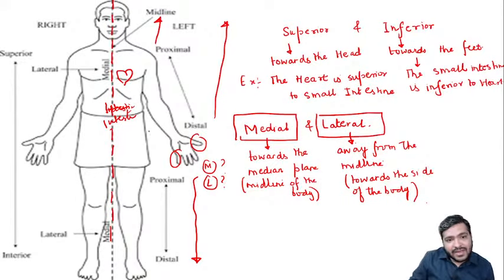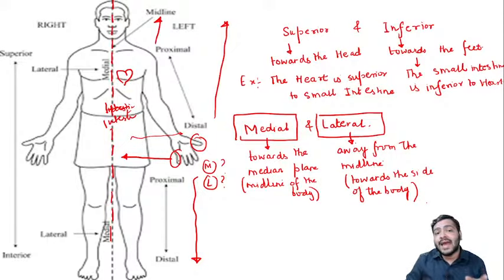Why is it the medial one, guys? You can easily appreciate from the image that in the normal anatomical position, the little finger is basically coming closer to the midline as compared to the thumb, which is away from the midline. So whenever we are comparing two things, you can easily see that the little finger is medial, and the thumb is the lateral one.